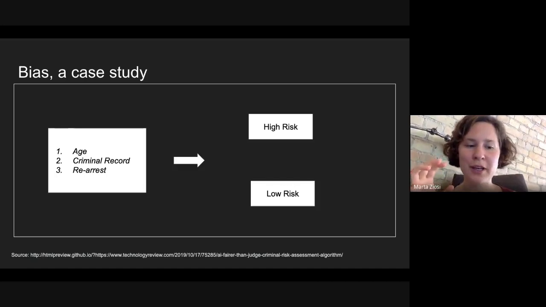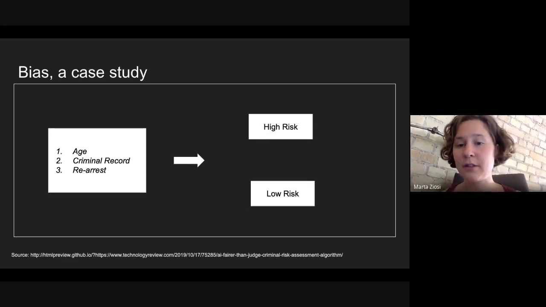So what was the input? This algorithm, COMPASS, is one of several risk assessment tools used in the US criminal legal system. COMPASS is supposed to help judges determine whether a defendant should be kept in jail or be allowed out while awaiting trial. It trains on historical defendants' data to find correlations between factors such as what you see here: age, criminal record, and rearrest. And it uses this correlation to determine someone's level of risk. So if you are high risk, you go to jail. If you're determined low risk, you are released.